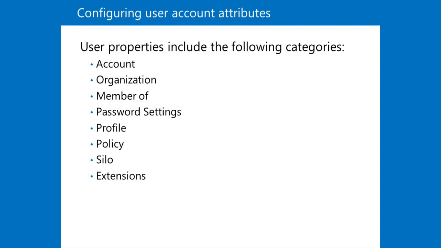Logon hours. This property defines when the user can use the account to access domain computers. You can use the weekly calendar style view to define logon permitted hours and logon denied hours. Logon to. Use this property to define which computers a user can use to sign in to the domain. Specify the computer's name and add it to a list of allowed computers.